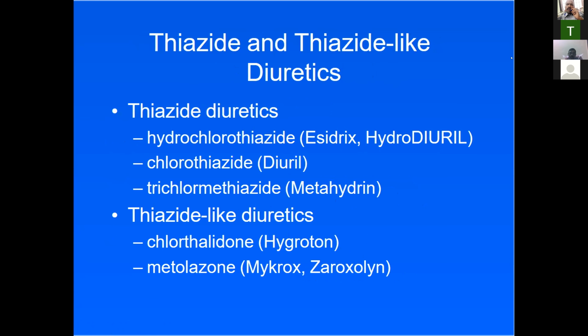And then about thiazide and thiazide-like diuretics. Here, the thiazide diuretics are hydrochlorothiazide, chlorothiazide, and dichloromethazide. These are the thiazide diuretics, and chlorthalidone and metolazone are thiazide-like diuretics. Okay, next one.